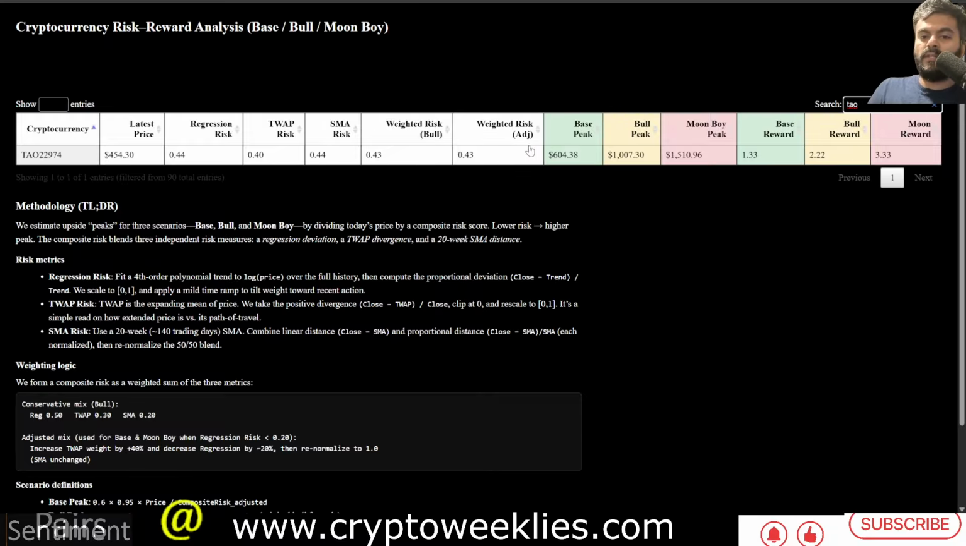If the price gets to that base peak, that's about 1.33x from the current price. When it goes to the bull case scenario, that's about 2.2x of the current price, and the moon boy case is at about 3.3x of the current price.